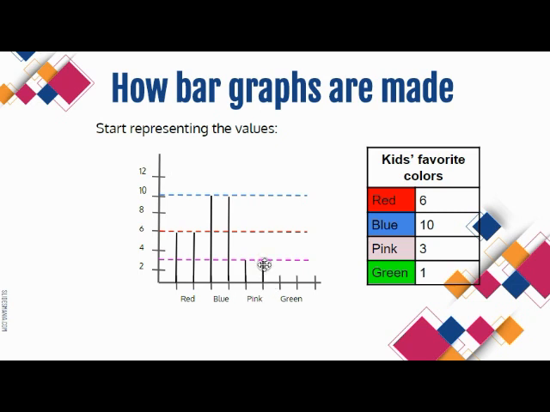The final piece of information is green, which had 1 vote. So again, we need to trace a line and build the bar. You can also add colors into the bars with color pencils or markers. And now you have created your bar graph, beginning with a chart with specific information, in this case about colors.